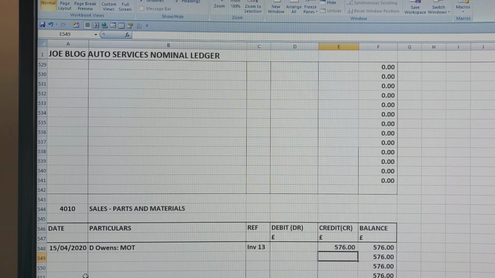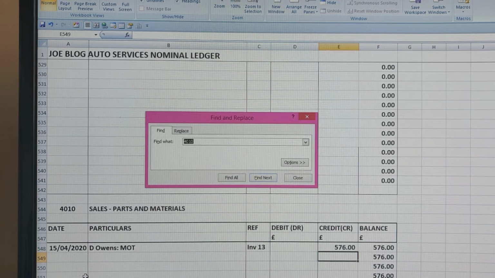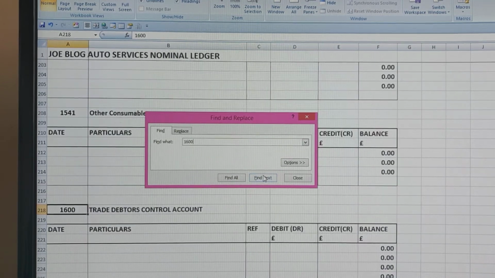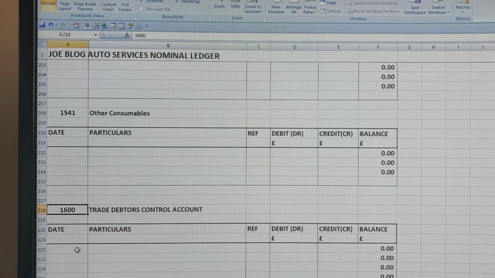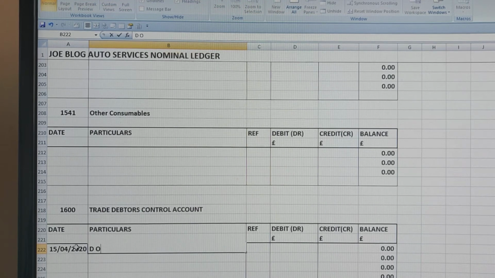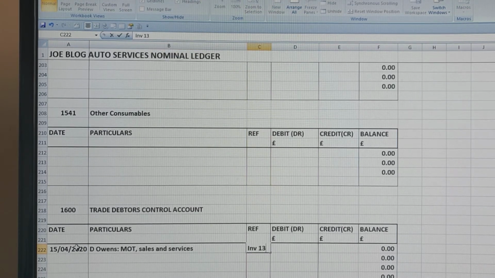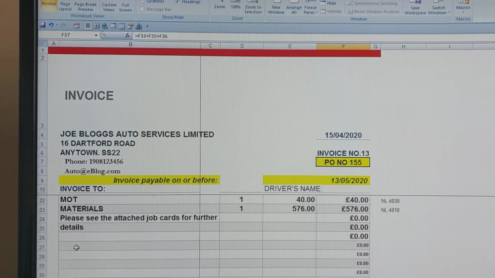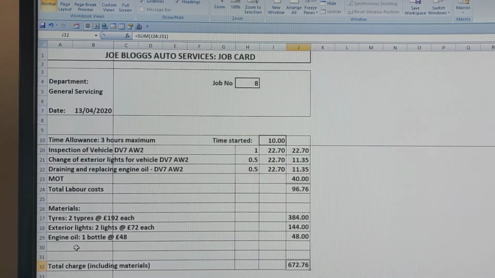Now, what is going to happen is the entire amount, including VAT, is going to be debited to the debtors control account or reconciliation account. Trade debtors control account, code 1600. The date is 15042020, DON, MOT sales and services, invoice 13. Now the entire amount, including VAT, is 807.31.